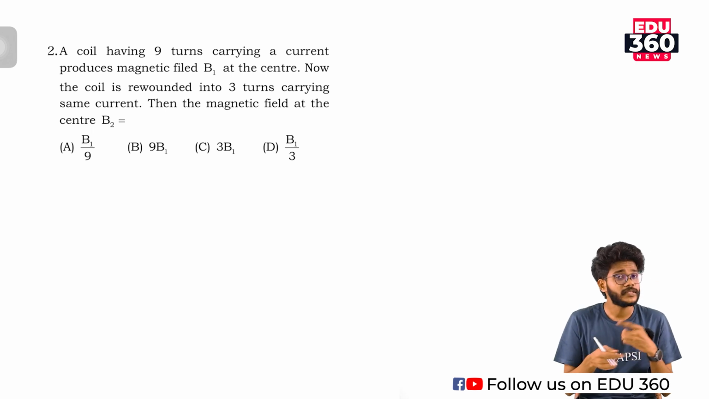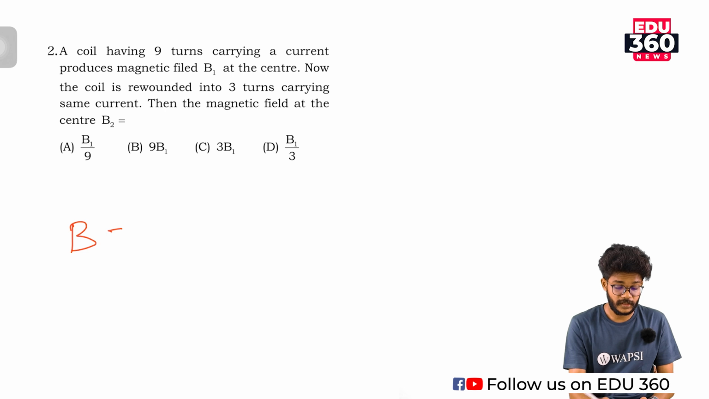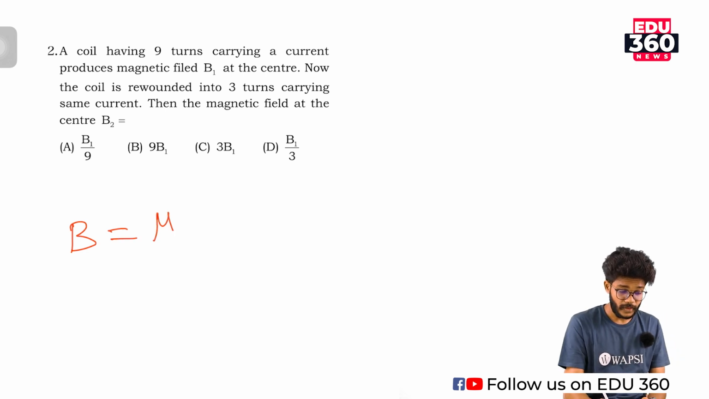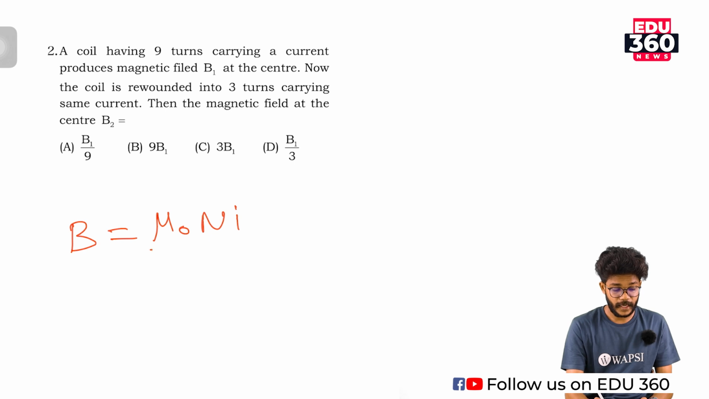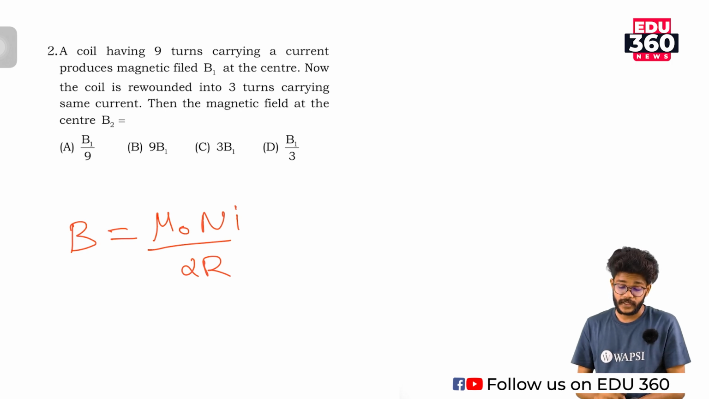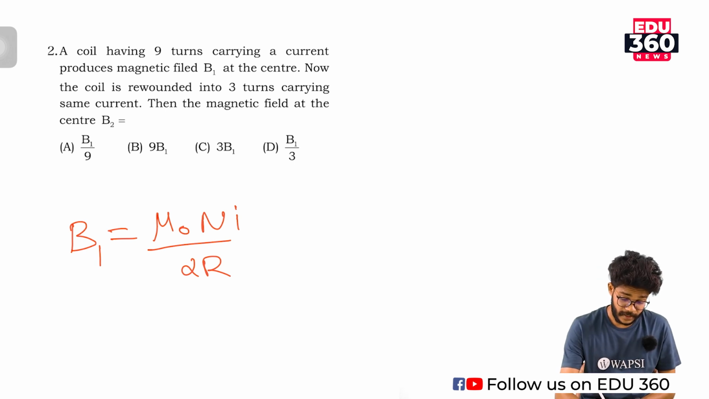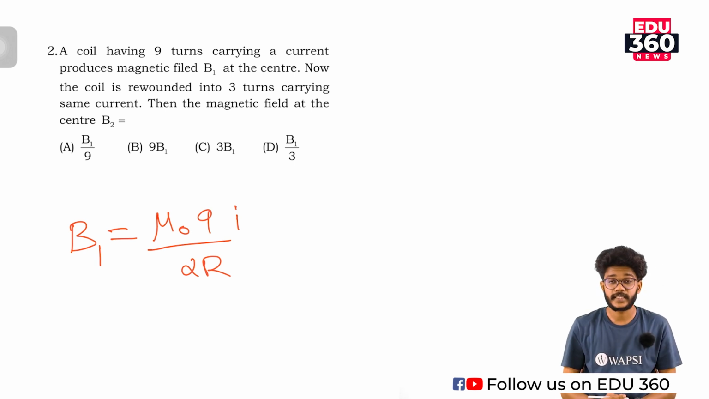What is the equation for the magnetic field connecting current and number of turns n? I will write the equation. B is the magnetic field, which is equal to mu 0 n I by 2r, because the coil is in the shape of a circle. If there is only one circle, then we write mu 0 I by 2r. If there are n circles, then we have to multiply by n. So B is equal to mu 0 n I by 2r. For B1, what is n? n is 9.